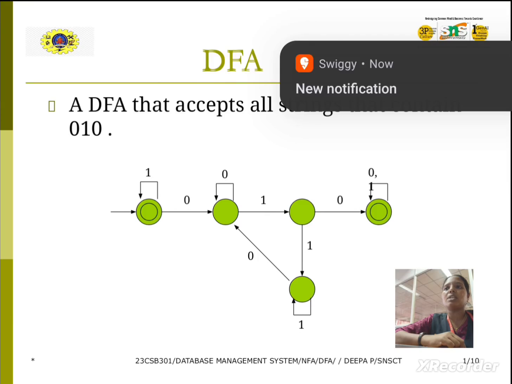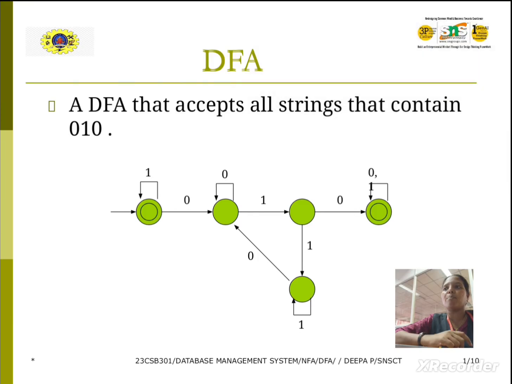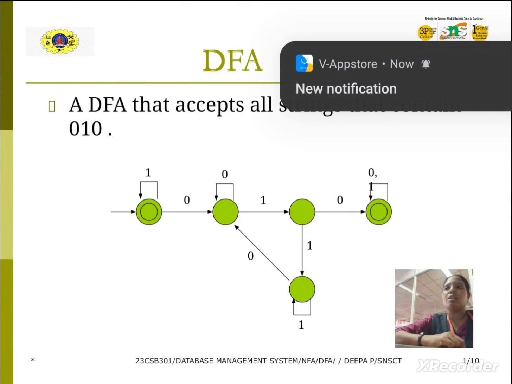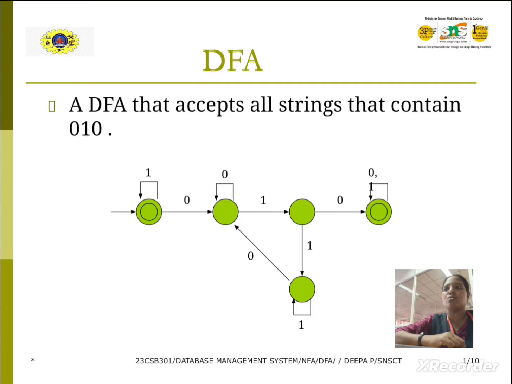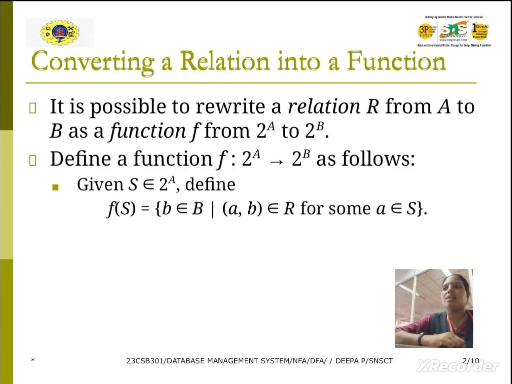The term deterministic means that the system behaves in a completely predictable manner. In a DFA, for every state and every input symbol, there exists exactly one definite transition to the next state. This means that at any point in time, the machine knows exactly where to go next, without any confusion or multiple choices. A DFA consists of a finite set of states, an input alphabet, a transition function, an initial state, and a set of final or accepting states.